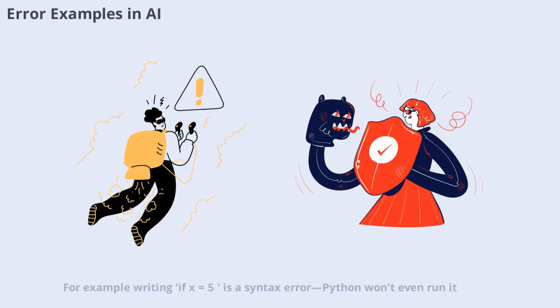For example, writing if equals 5 is a syntax error, Python won't even run it. But accuracy equals correct predictions / total images can throw a zero division error if total images is 0. Handling both types of errors is crucial for building robust AI systems that don't crash unexpectedly.